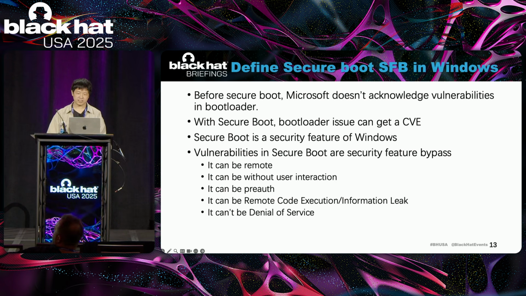So with so many secure feature bypass vulnerabilities, you must have questions. What are these vulnerabilities about? MSRC explained to me that before SecureBoot, Microsoft doesn't acknowledge vulnerabilities in bootloader. With SecureBoot, a bootloader issue can get a CVE. So SecureBoot is a security feature of Windows. So vulnerabilities in SecureBoot are security feature bypass.